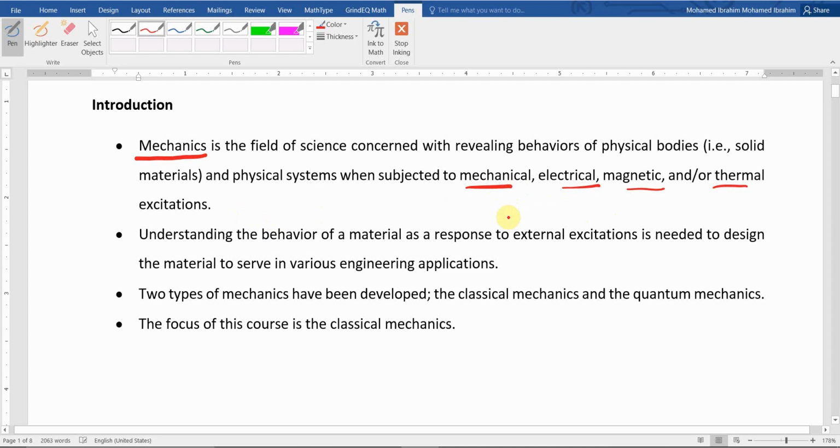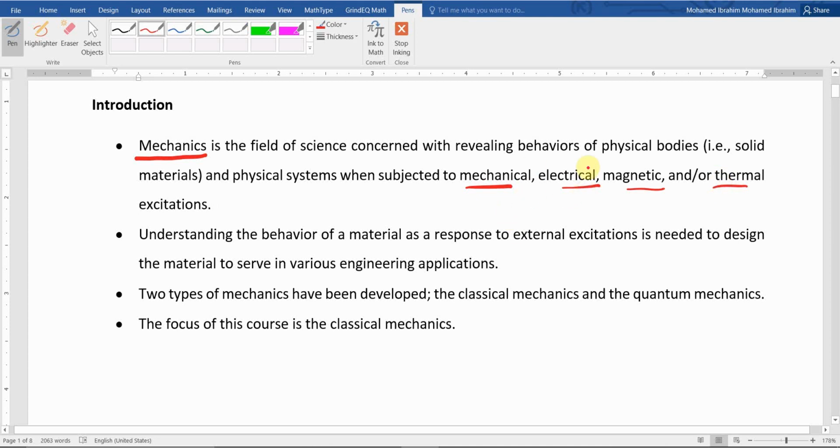Since we are mechanical guys and we are interested in this course in linear elasticity, our main concern is to understand how a solid material behaves, the focus is on solid materials, when it is subjected to some mechanical forces, or in some cases, how about if it is subjected to some thermal forces. This is basically our main concern from a mechanical point of view.